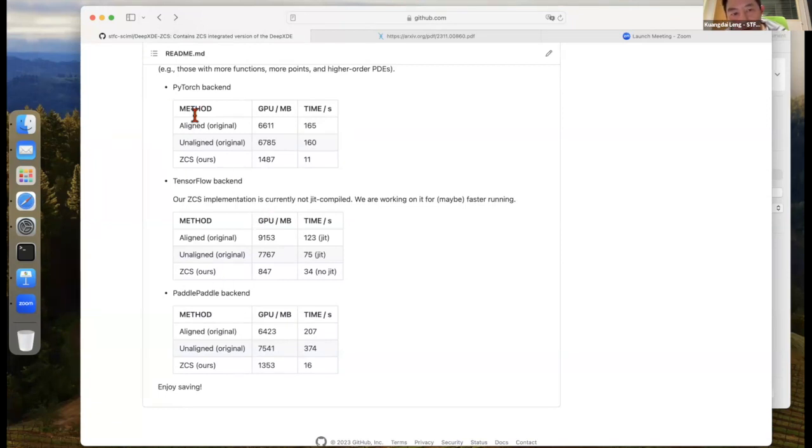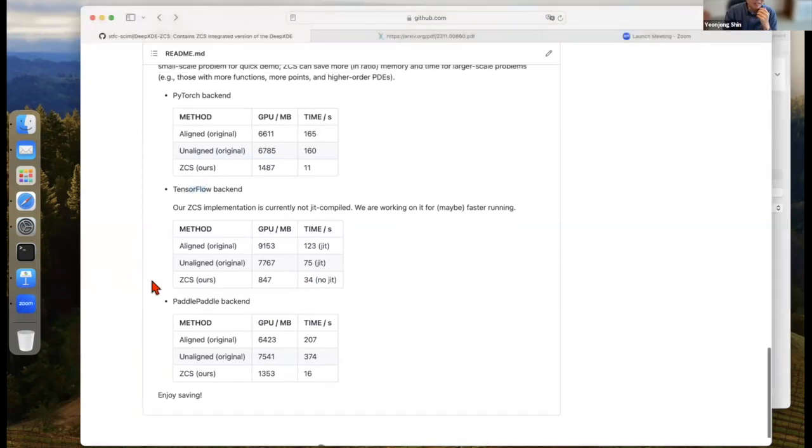and these are the measurements we get for all of these. Basically, PyTorch is pretty similar, and we are very similar to Paddle. While TensorFlow is a little bit different, because DeepXDE is using JIT compiled TensorFlow. So for TensorFlow, we get less savings on time but more savings on memory, because our code is not JIT compiled.